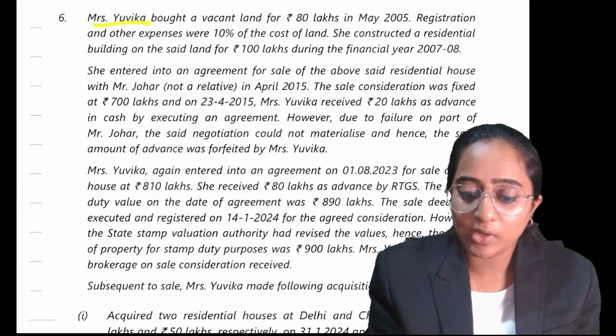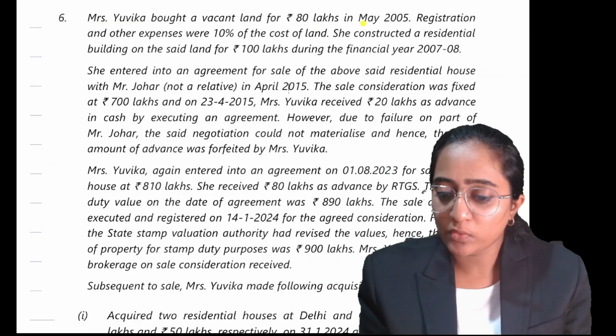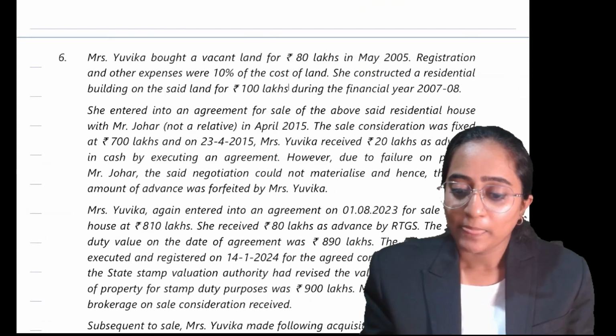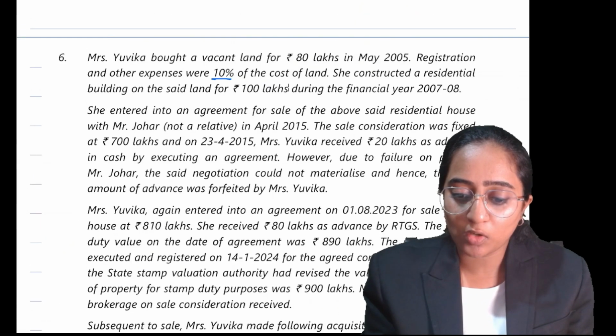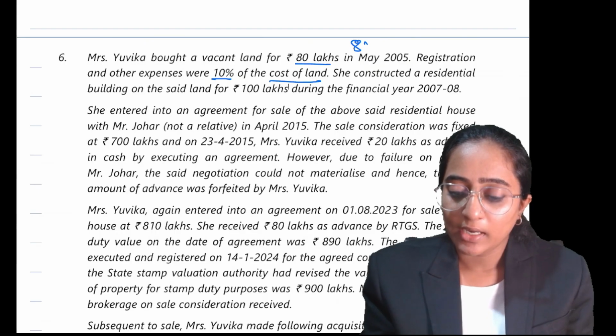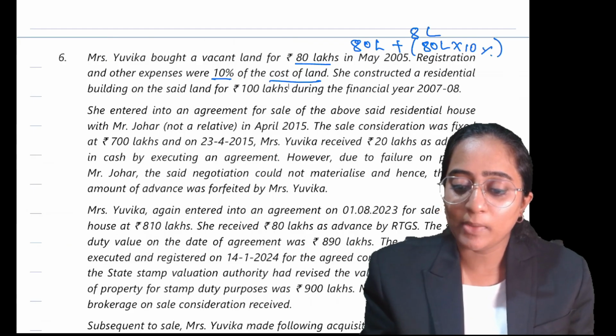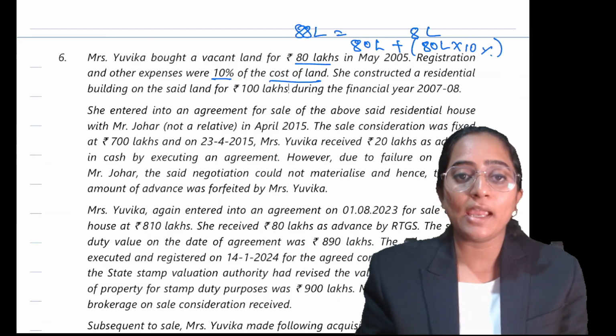Now, let's see. Mrs. Yuvika bought a land of 80 lakh in May 25. Registration and other things were 10% of the cost of land. Cost of land is 80 lakh, no? 80 lakh plus 80 lakh multiplied by 10% is going to be 8 lakh. So my total cost of acquisition is 88 lakh.